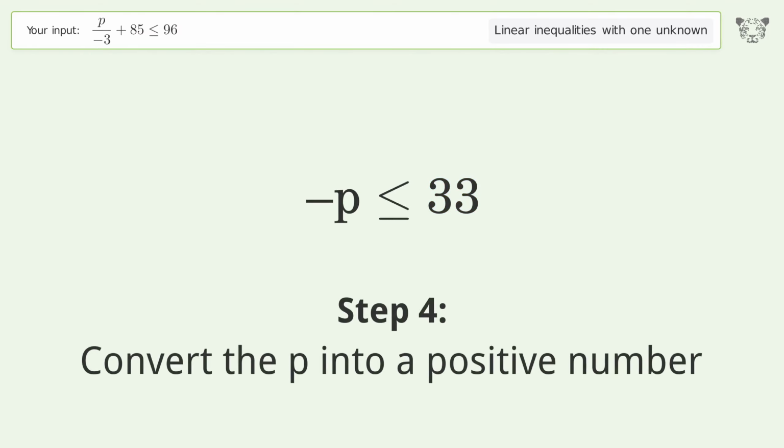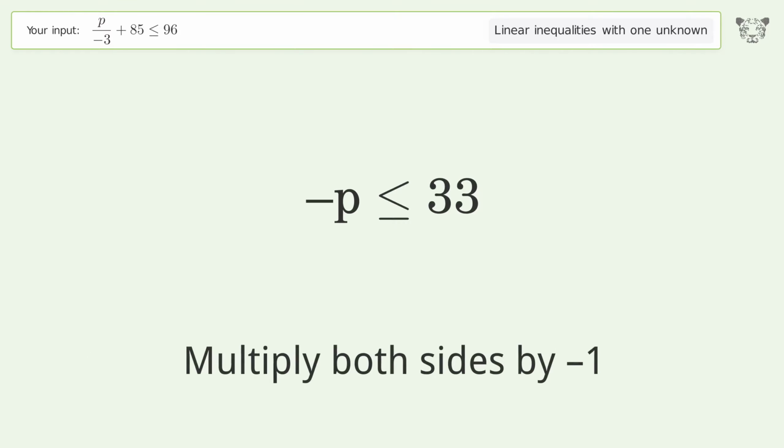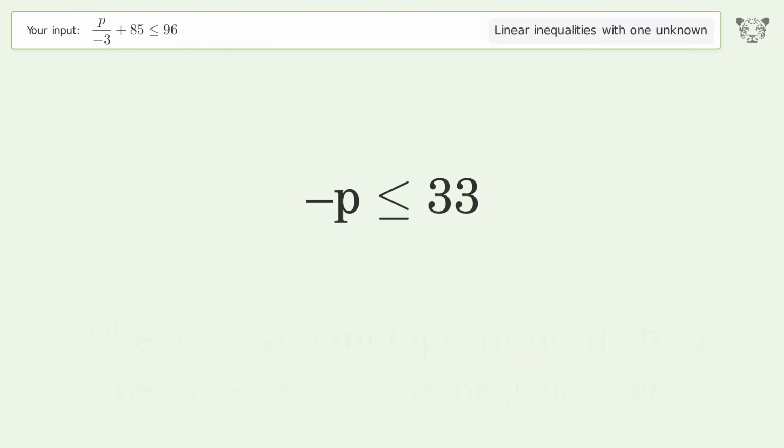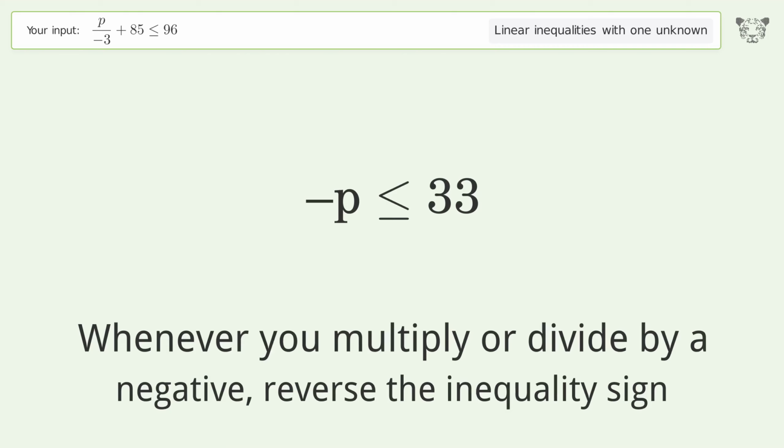Convert the p into a positive number. Multiply both sides by -1. Whenever you multiply or divide by a negative, reverse the inequality sign.